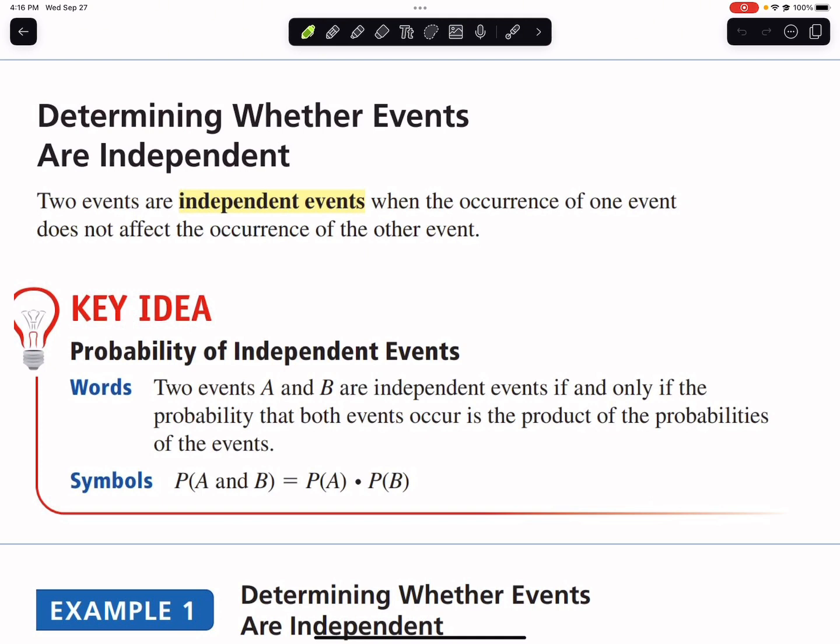The way that you can think about this is like if I roll a dice and then I flip a coin, those are two completely independent events. And that's why earlier, I think it was in 6.1, if I wanted to find the probability of both of them happening, I would just multiply the two probabilities.